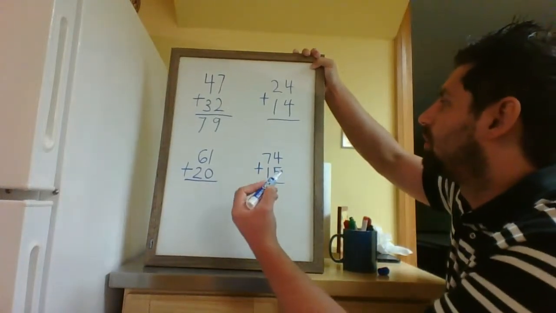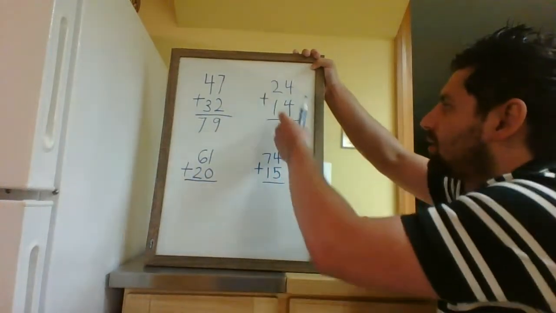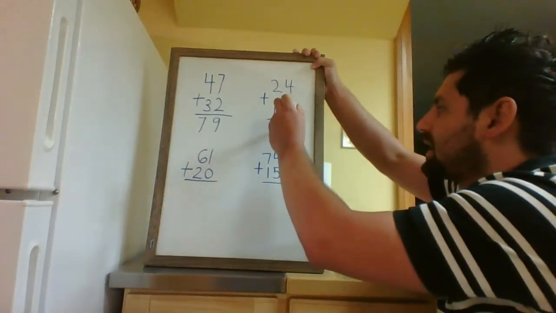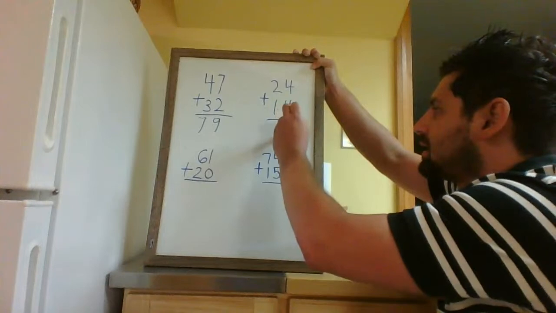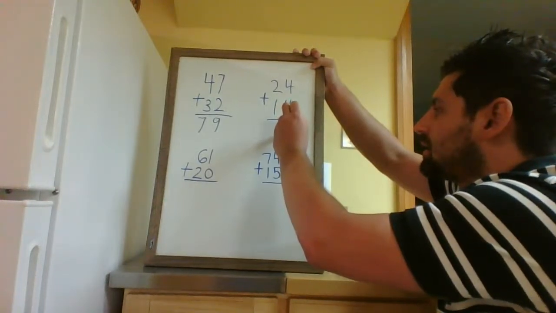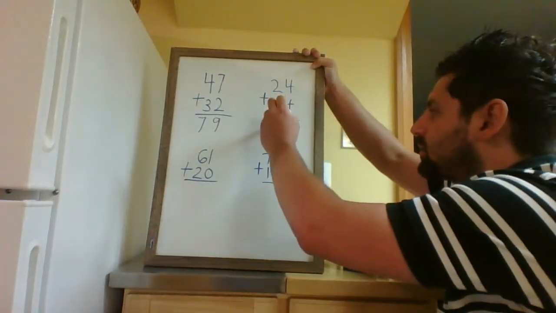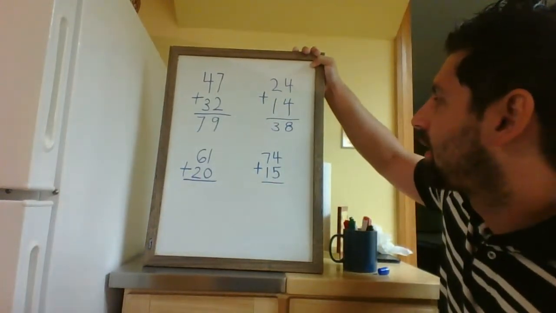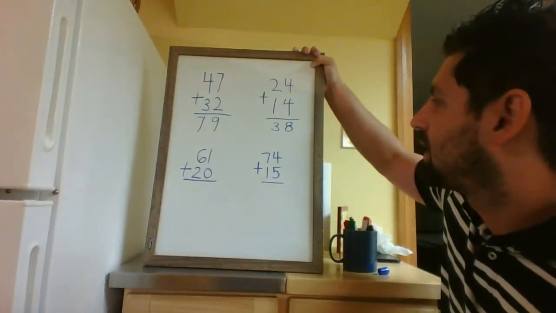So always starting with the digits in the ones place, the digits all the way to the right. So 4 plus 4 equals 8. 2 plus 1 equals 3. And we have our answer. 24 plus 14 equals 38.